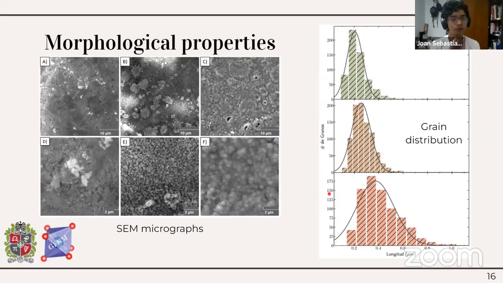We also made measurements related to morphological properties. You can see at the left the micrographs for 5,000 and 20,000 magnification after each of the sinterings. That is to say, the A and D are after the first sintering process, with A being the 5,000 magnification and D being the 20,000 magnification. The B and E correspond to the 900 degrees Celsius sintering, and the other two, the C and F, are the last sintering process corresponding to the 1100 degrees Celsius thermal process.